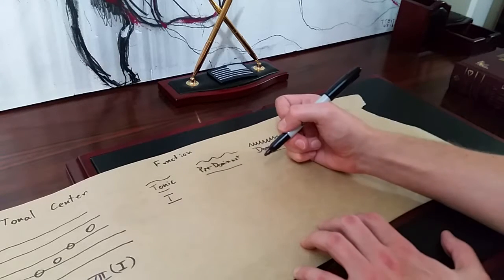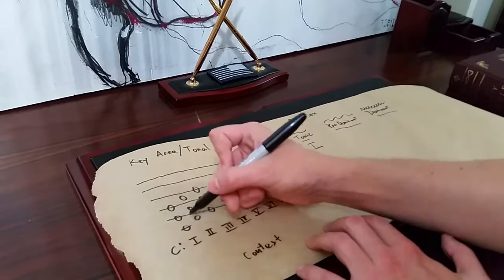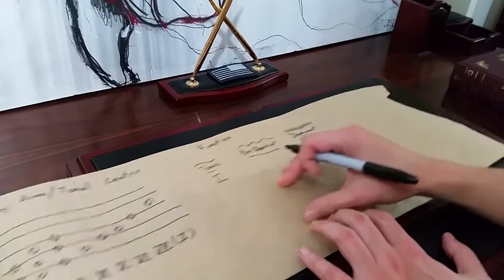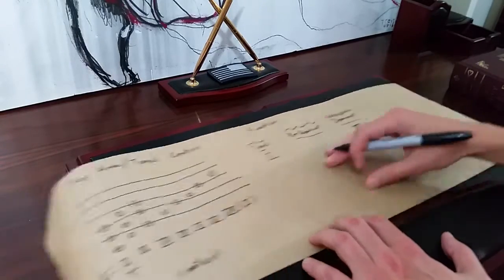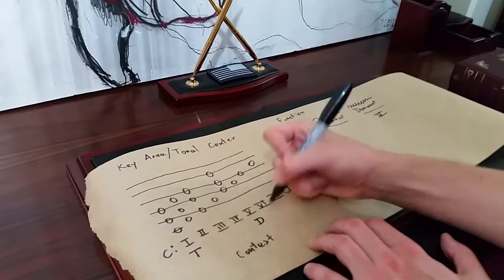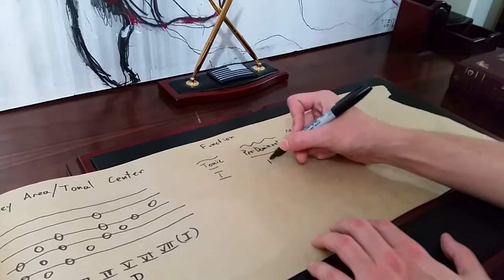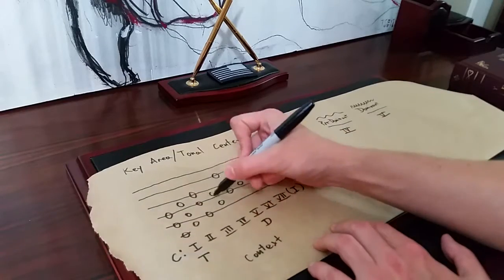The primary way to create a tonic harmony is to build a major triad from scale degree 1. In C major, I start with C and build a major triad. The primary way to create a dominant harmony is to build a triad from scale degree 5. And the primary way to create a predominant harmony is to build a triad from scale degree 4.